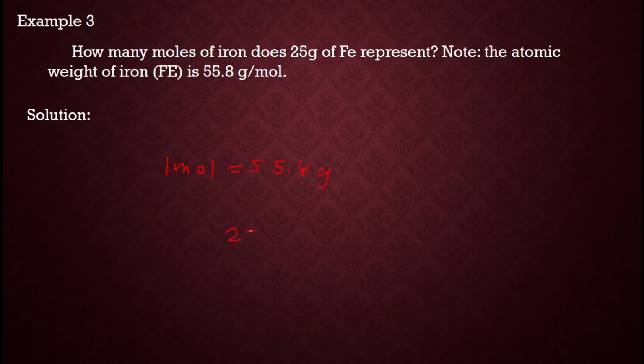So 25 grams times 1 mole over 55.8 grams. We can cancel the unit of grams, and then we obtain the units of mole. Therefore the answer is 0.448 mole. That is the final answer.